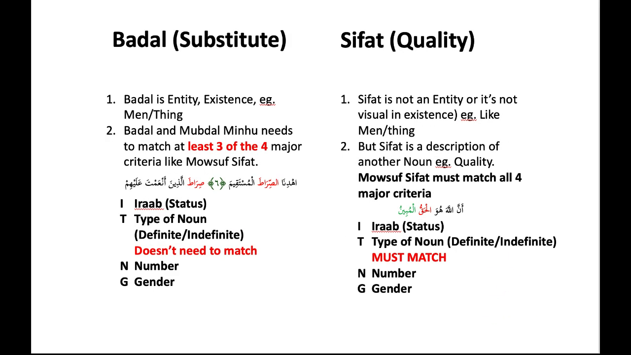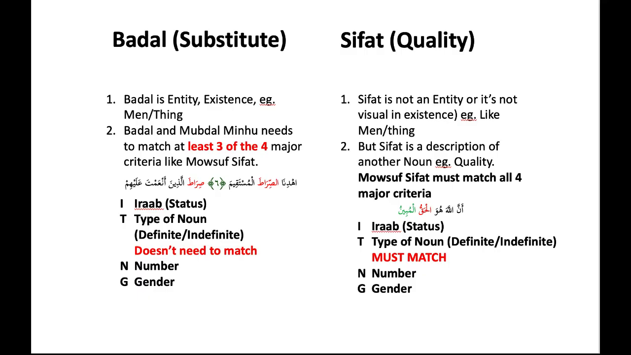Let's just summarize what we said. Badal is an entity, it's an existent, for example, man, thing, etc. Badal and Mubdal Minhu need to match at least 3 of the 4 major criteria, like Mawsuf and Sifat. Here is an example. Ihdina sirat al-mustaqim, sirat al-ladina an'amta alayhim. As-sirata is Mubdal Minhu and Badal is sirata. So al is missing. It's not definite here. So Badal does not need to meet all 4 criteria of the properties of ism. Only the definite article does not need to match.